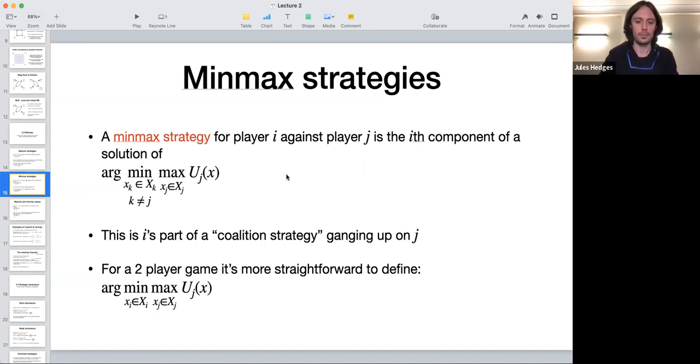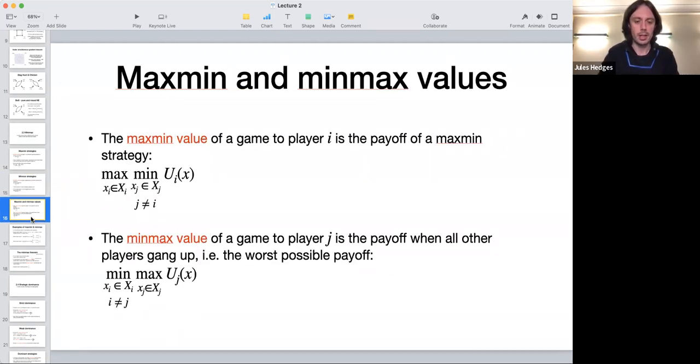If we have a two-player game, this is more straightforward, because then you don't have to worry about taking the i-th part of the tuple that is the solution of this optimization problem. For a two-player game, we can more straightforwardly just write this. We can also take the max and min rather than argmax and argmin versions of these. So the max-min value for player i is the payoff of playing a max-min strategy, which is max over x_i of min over x of everything else, and correspondingly the min-max value for player j is the payoff from everybody else playing a min-max strategy against them.